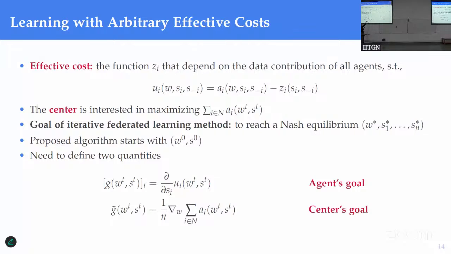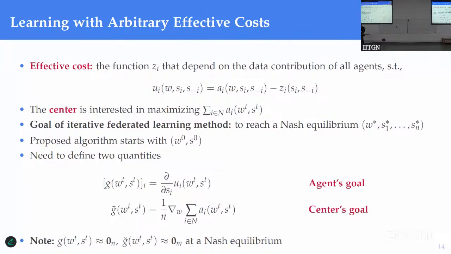To give you an intuition, this first quantity will be equal to 0 at an equilibrium, because that agent has no reason to deviate. So once we get this G vector to be very close to 0, then we know that we have reached an equilibrium. Similarly, when the center's gradient is close to 0, and when both these two things together are close to 0, then we are at a Nash equilibrium. That is exactly what our goal is.